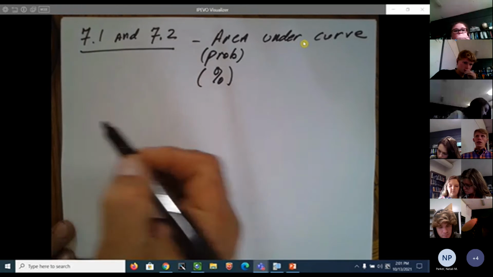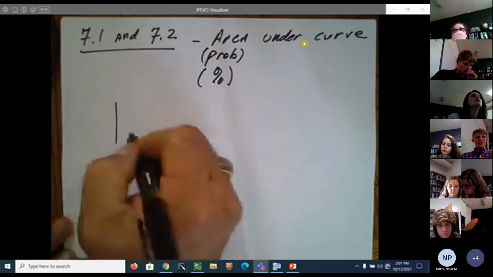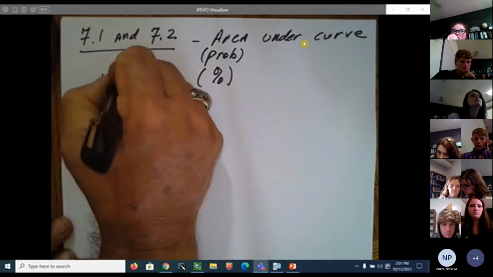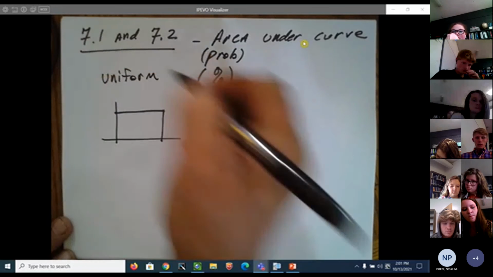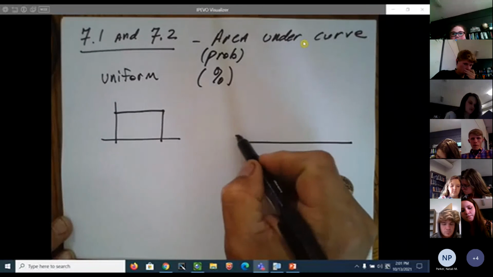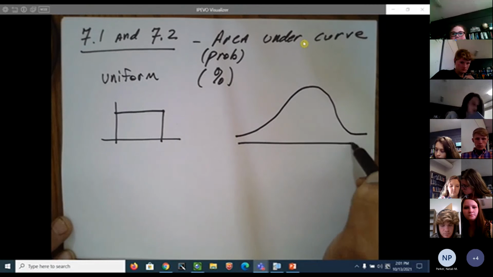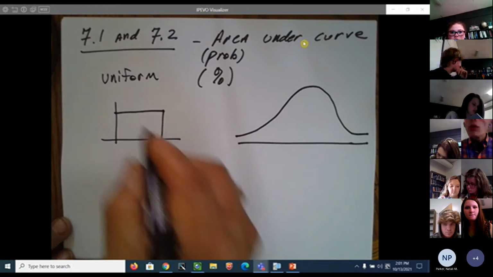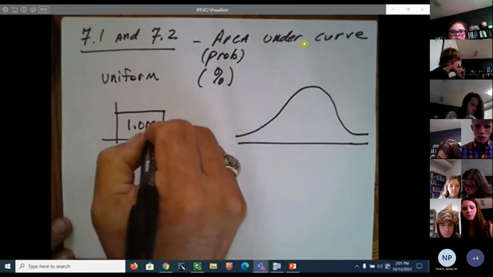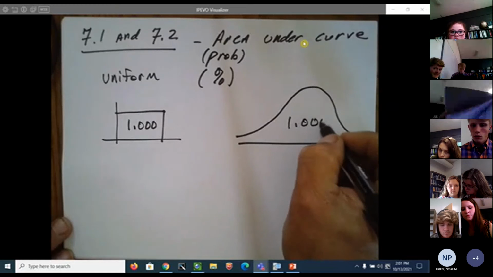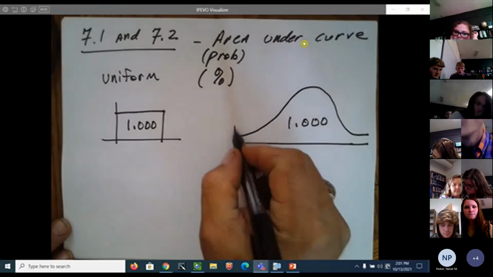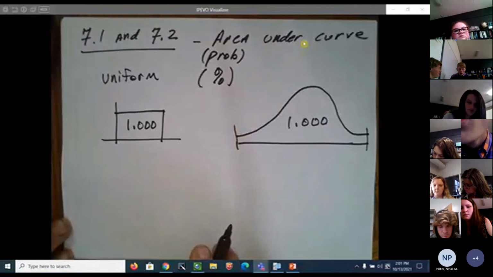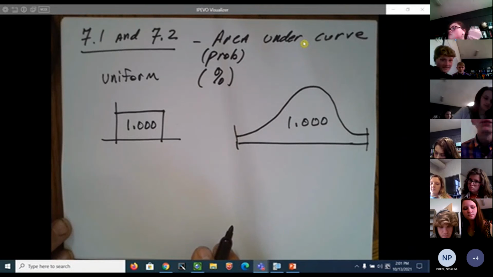There's two types of curve. There is the uniform curve, which is a rectangle. And then there is the curve that we're going to be doing mostly, and that is the normal curve. Both of them have an area of 1 under the curve, because probability goes from 0 to 1. So the area under both the curves is 1.